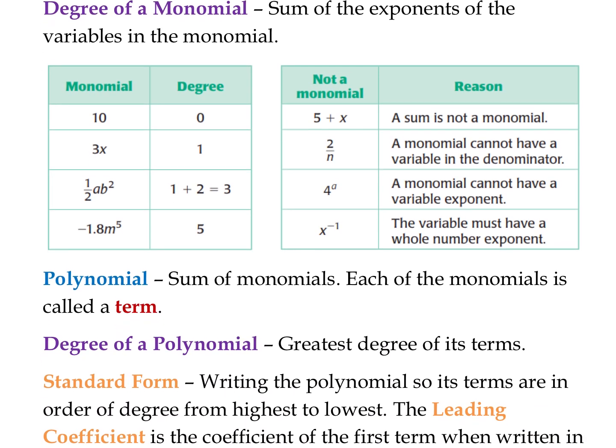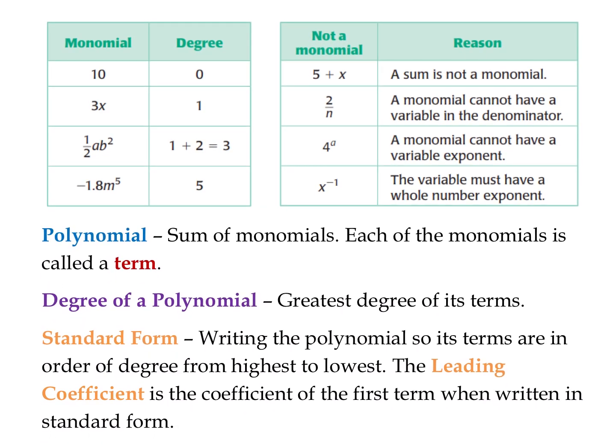Right. A polynomial, poly means many, so it's many monomials put together with addition or subtraction. Subtraction is like adding a negative. So we say sum, but that's the same thing as subtracting a negative would be, or excuse me, adding a negative would be the same as subtracting. So sum or difference of monomials. Each of the monomials that are added or subtracted is called a term. So if we come up here, 5 plus x, this is an example of a polynomial. It's got two monomials added together. 5 is a term, x is a term. Those are called the terms of the polynomial.